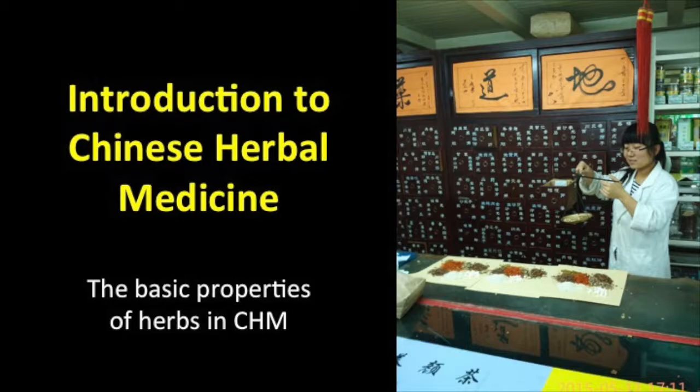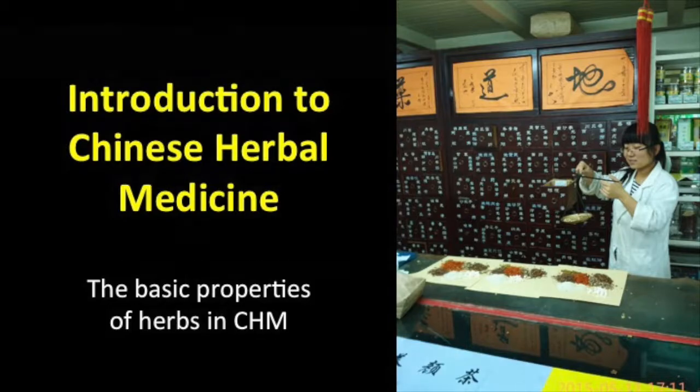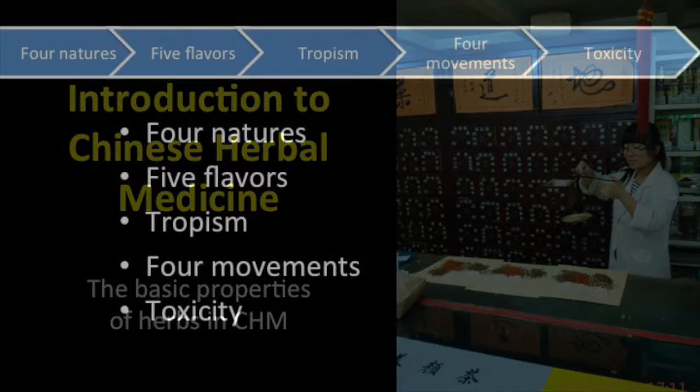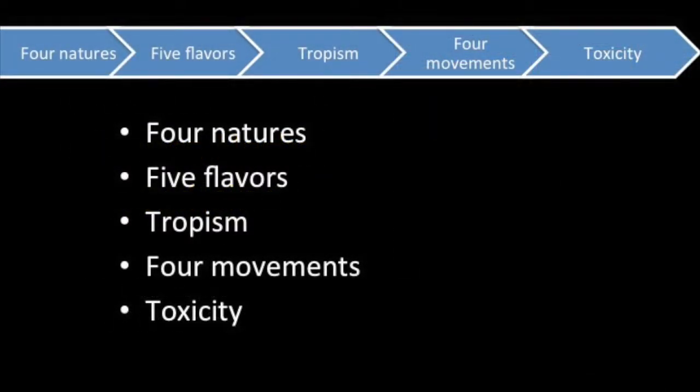Welcome to this brief video on the properties of herbs in traditional Chinese herbal medicine. The properties of Chinese herbs are determined according to the following characteristics: the 4 natures, the 5 flavors, their tropism, the 4 movements or directions, and finally toxicity.